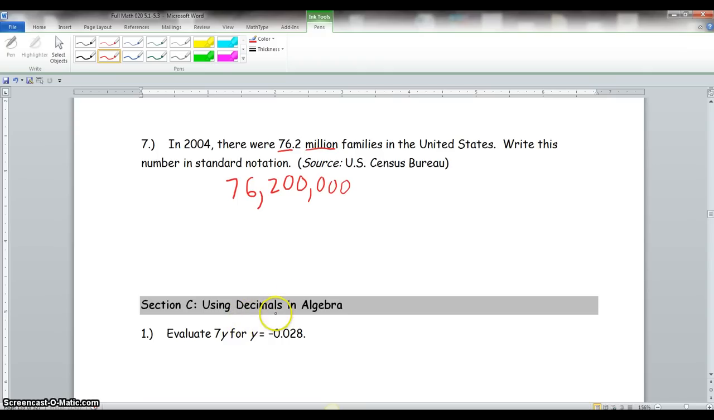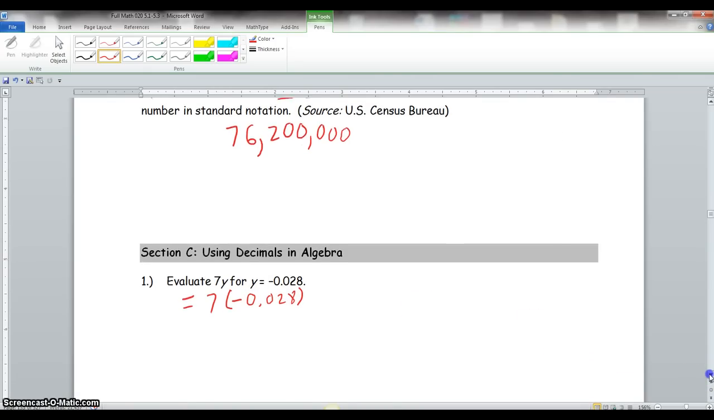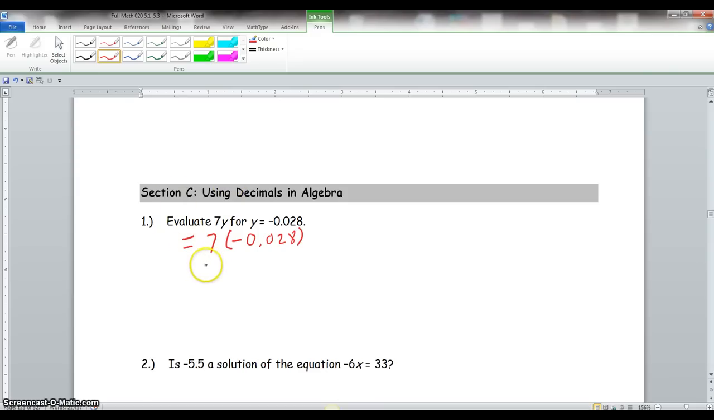It says using decimals in algebra. Evaluate 7y for y is equal to negative 0.028. So we'll substitute. We will have 7 times a negative 0.028. Now we know a positive times a negative is negative. So we know our final answer is going to be negative, so we don't have to worry about the negative sign right now.